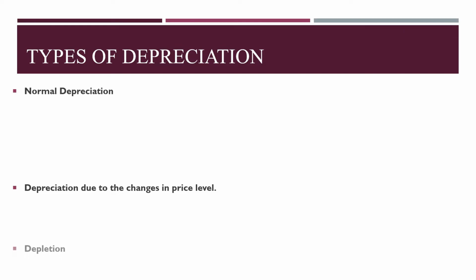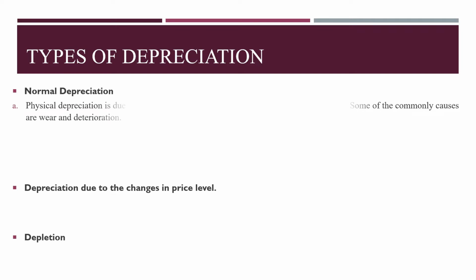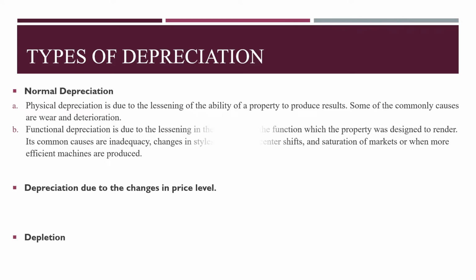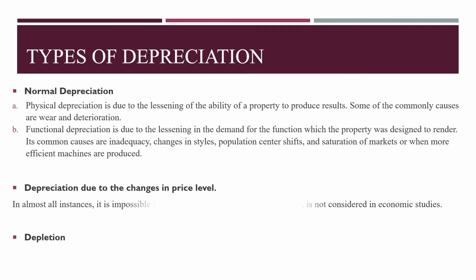The normal depreciation has two classifications. First one is the physical depreciation. It is due to the lessening of the ability of a property to produce results. Some of the common causes are wear and deterioration. The second classification is functional depreciation. It is due to the lessening in the demand of the function which the property was designed to render. Its common causes are inadequacy, changes in styles, population center shifts, and saturation of markets, or when more efficient machines are produced.